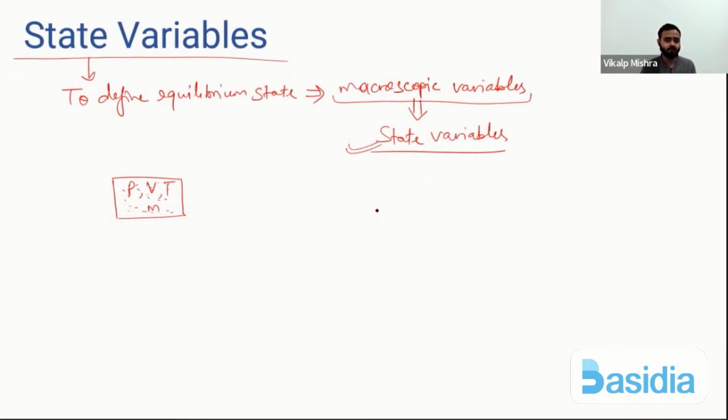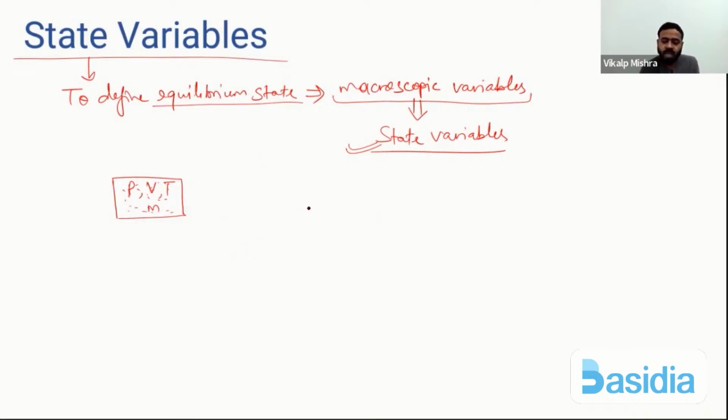State variables. Now, if we heat this gas to temperature T dash, then its pressure will change, temperature will change. So a state variable is defined as those particular variables which define the equilibrium state of any system.